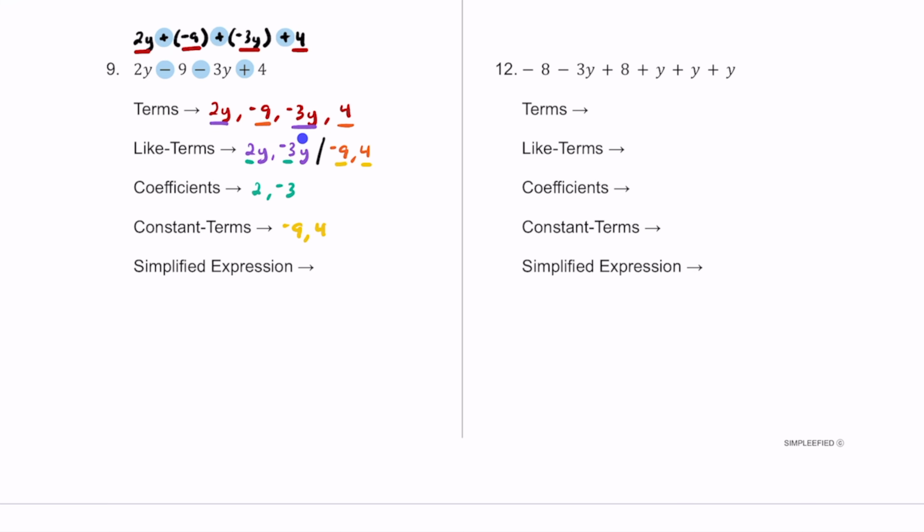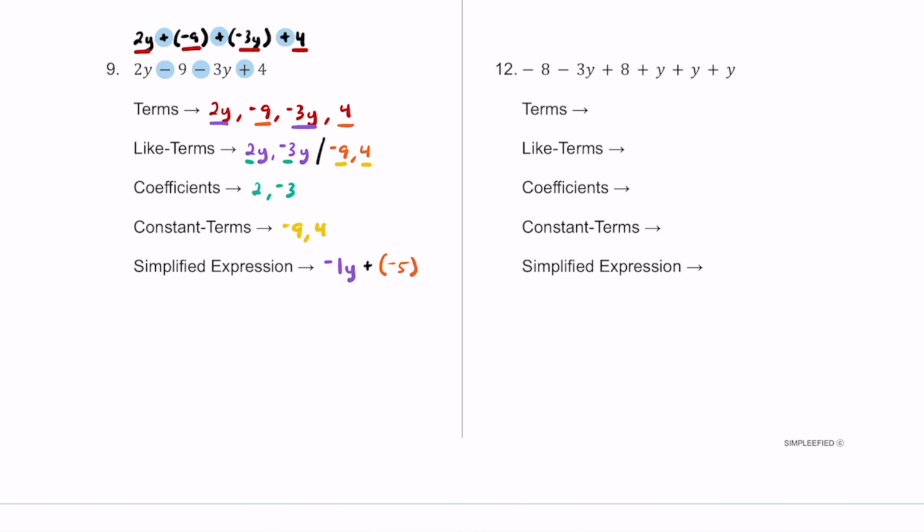Simplifying this, this 2y plus negative 3y, 2 plus negative 3 is negative 1, so you can write negative 1y here. And then this negative 9 plus 4, that's going to be negative 5, right? So we can add here a negative 5.